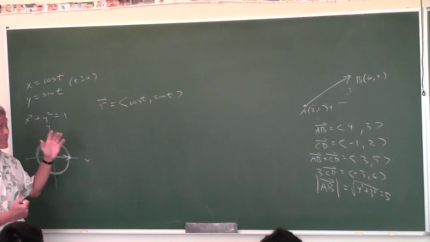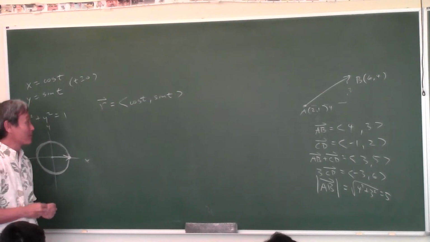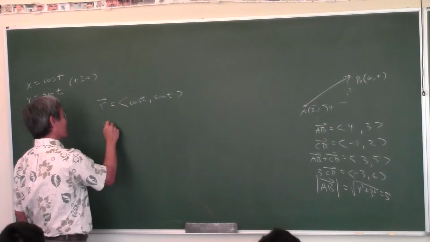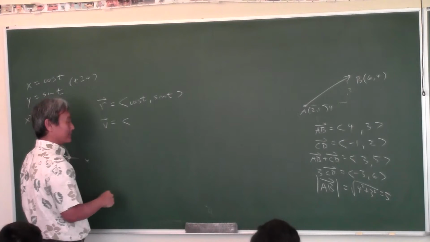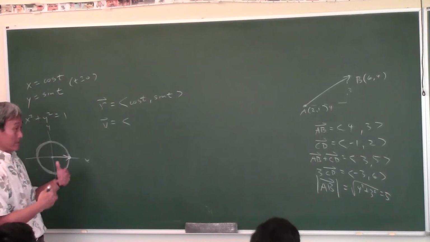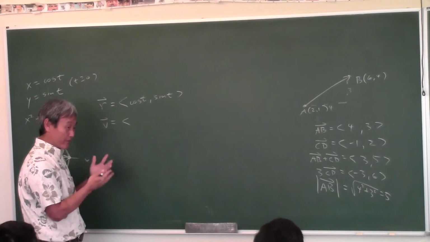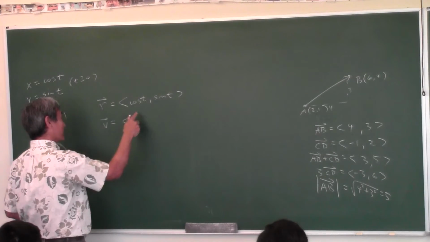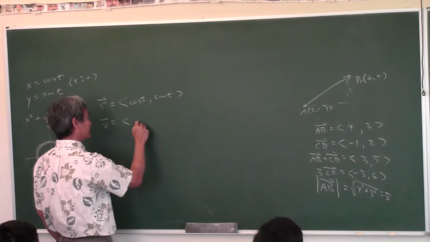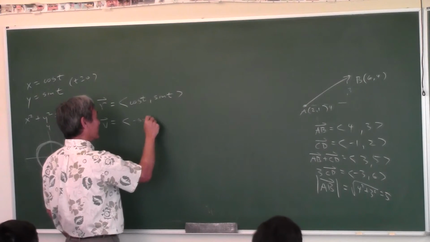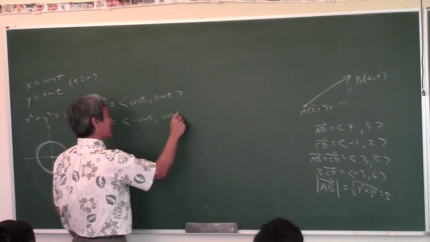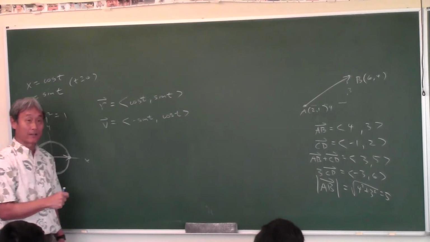So this is the position vector. Now, if you have a position vector, how do you go about getting the velocity vector? You take the derivative, right? Because velocity is the derivative of position. So just take the derivative of each component. What's the derivative of cosine t? Negative sine t, and then cosine t. This is called your velocity vector.